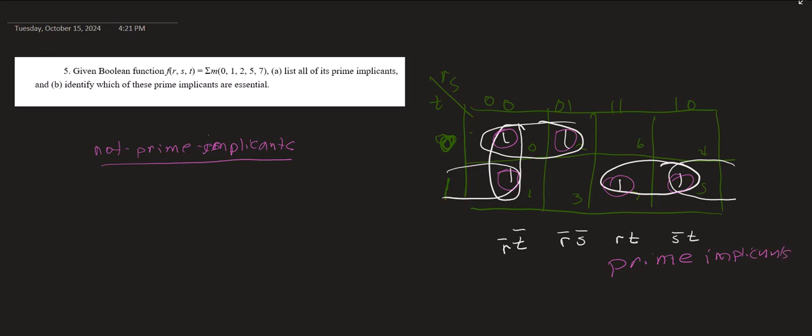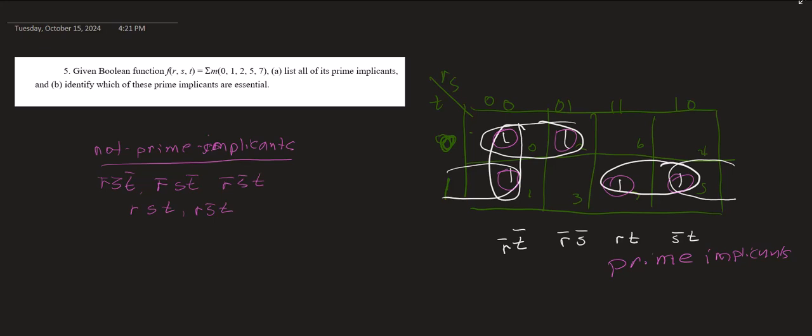Because I think this will make sense when I do another one that has more. So the non-prime implicants are R bar S bar T bar, R bar S T bar, R bar S bar T, R S T, and R S bar T. It's basically all of those minterms. Now, we haven't done the essential implicants.